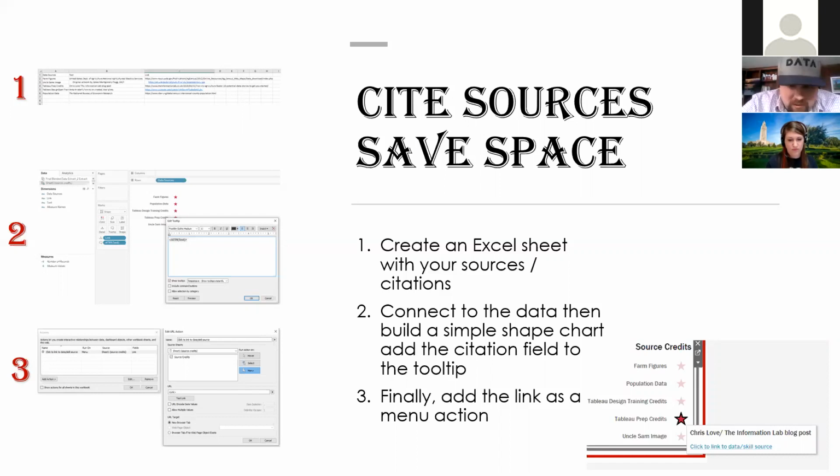One of the first tricks I learned was to make basically a source credits worksheet. Just create a quick Excel sheet with a couple of columns in it: data source name, a link, and a description of that source. You then bring in that data source and make a quick shape chart, so you can hover over any one of the marks, see a quick description of what it is, and you're giving the credit out loud.